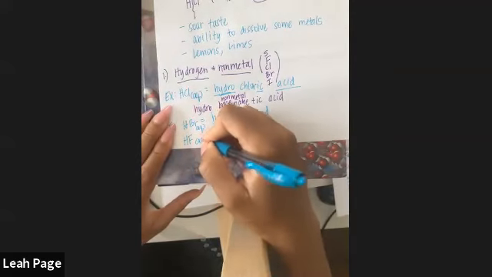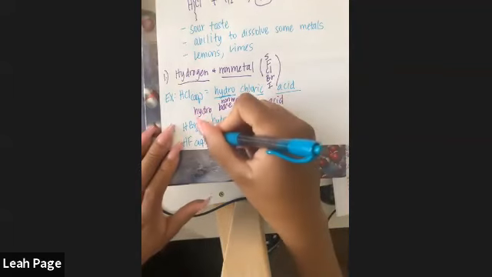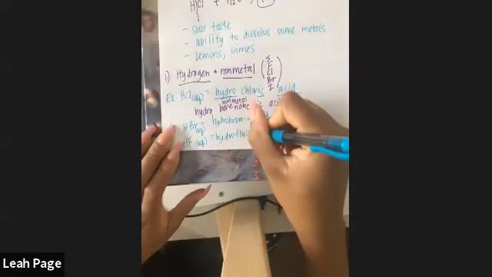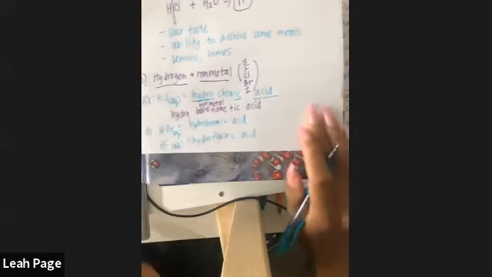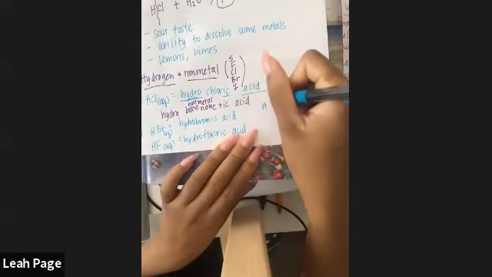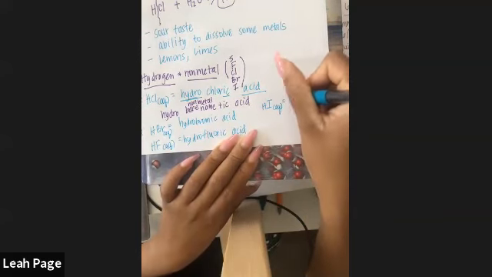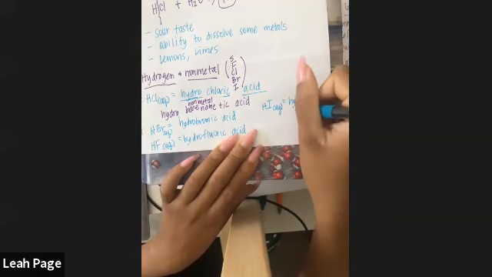What do you guys think this would be called if I had HF? Hydrofluoric acid. Hydrofluoric acid, thank you. And then if I had HI with an AQ next to it, the way we say this is hydroiodic acid.